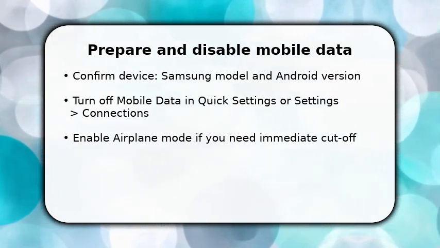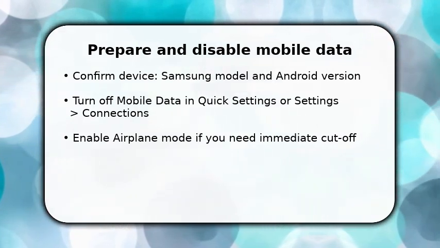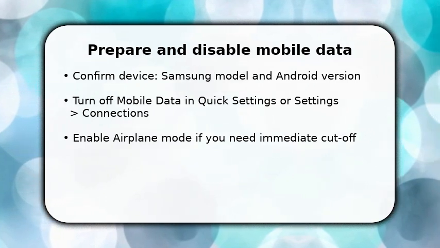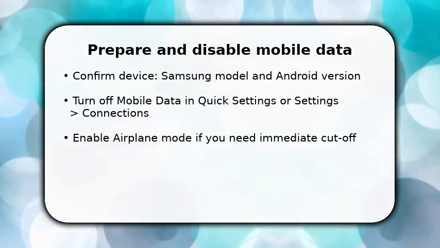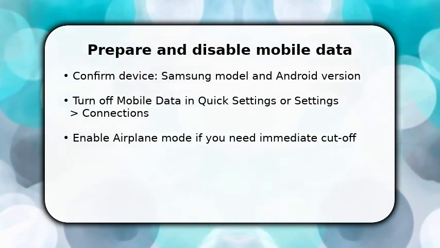Once done, you can also enable airplane mode briefly to force a full disconnection. Make sure to keep Wi-Fi off if you want total network block. These steps cut the data path fast. They are the foundation before app-level controls.